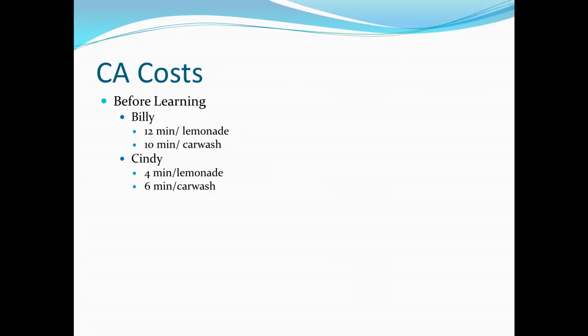So Billy, when he makes a lemonade, it takes him 12 minutes. In 12 minutes, he could have washed 1.2 cars. While Cindy, it takes her 4 minutes to make a lemonade. In that time, she could have washed, I think it's something like 0.67, I'll round it to 0.7 cars. So in this case, the opportunity cost for lemonade suggests that Cindy should really focus on making lemonade. Her opportunity cost is less. That is, Billy, while he may not be great at either thing, is really, really bad at making lemonade. While Cindy, though she's good at both, is relatively better at making lemonade.